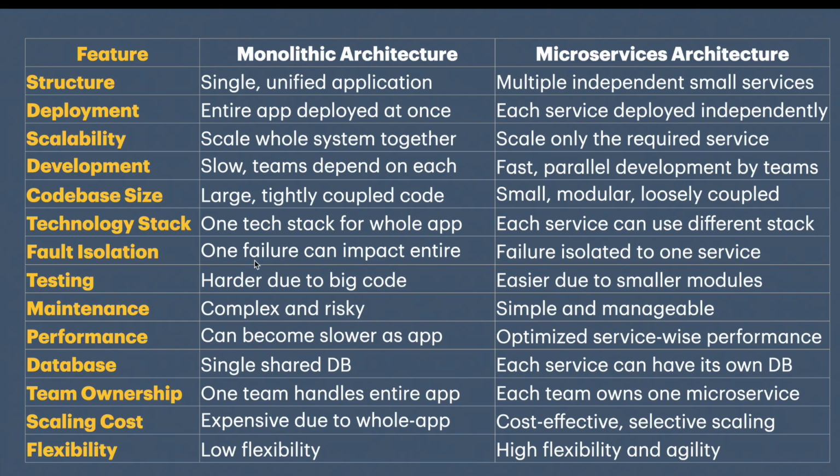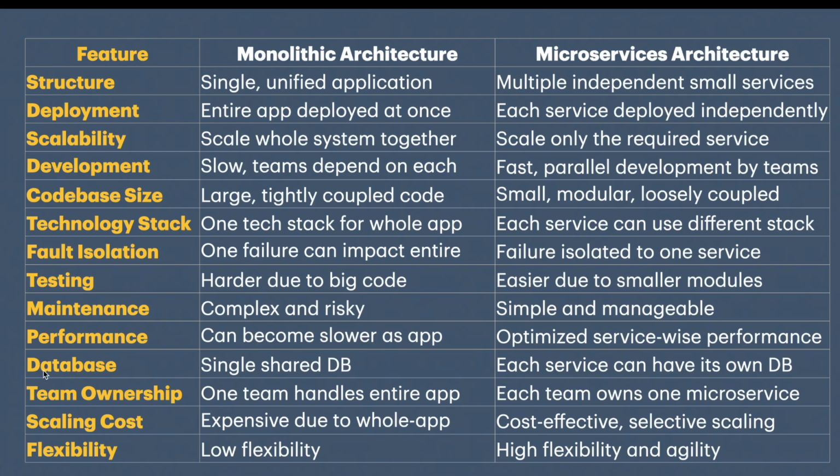So fault isolation: in a monolith, one failure can impact the entire application, while in microservices, failure is isolated to one service and will not impact other microservices. Testing is harder in a monolith due to the big code, and easier in microservices due to small modules. Maintenance is complex and risky in monolithic, but simple and manageable in microservice architecture. Performance wise, a monolith can become slow as the app grows, while in microservices you can optimize performance service by service.